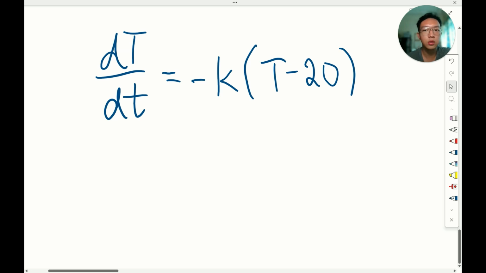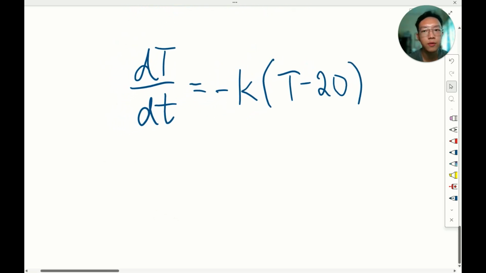Take a look. Although we don't have a term in small t, we can take k or negative k as that term in small t. And since the term in small t and big T are both on the same side of the equation, the right hand side, and both are multiplied to each other, that necessitates the use of the variable separable method to simplify this differential equation. As such, we will be bringing over the big T term first.